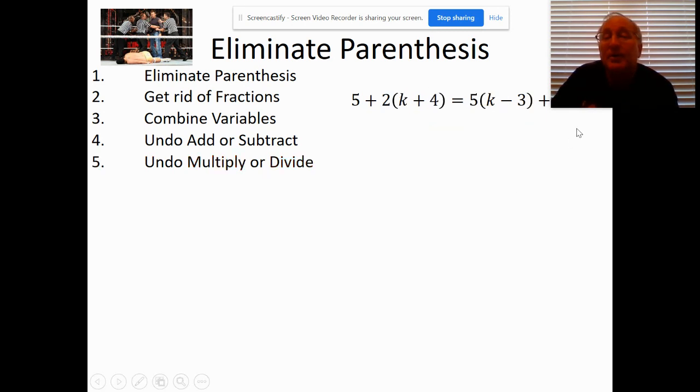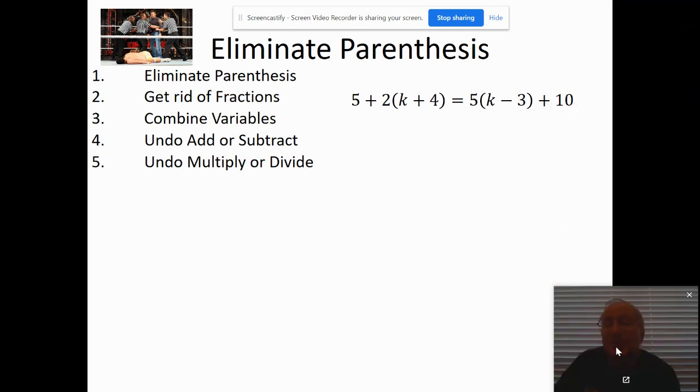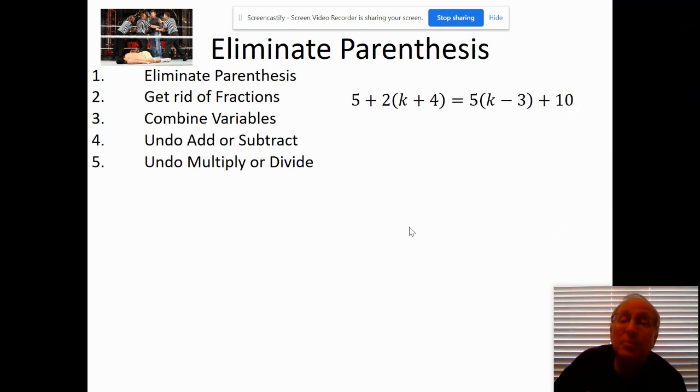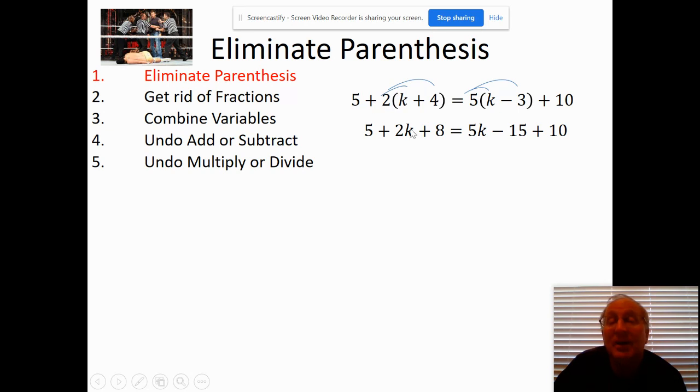But let's look at another one here. Let's suppose this time we have 2 parentheses. So what do we do? Well, do the same thing. So you eliminate parentheses, but we're only going to do one at a time. So I'm going to take the 2 times the k and the 2 times the 4, which is 8, then 5 times k and 5 times negative 3, which is negative 15. Now I combined it in one step, but I still did one at a time. I just wrote them going left to right as I got to them.